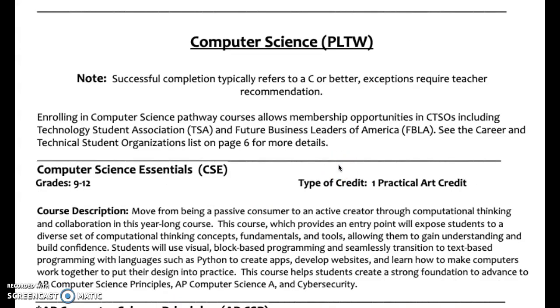Students must reference the CEPG course descriptions beginning on page 34 of the CEPG to make sure that they are meeting any prerequisites of an elective course they may have. So here's the computer science section. It says successful completion refers to a C or better.